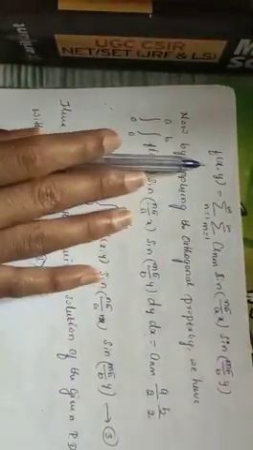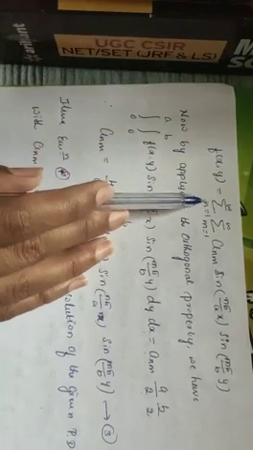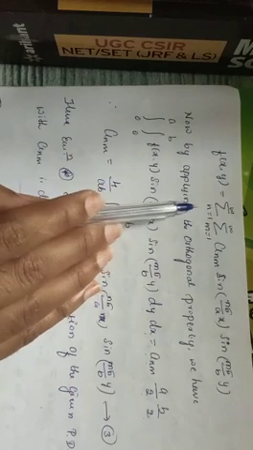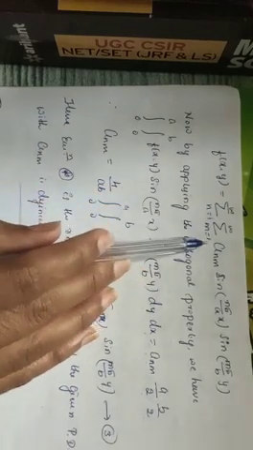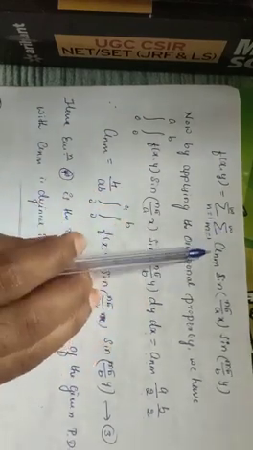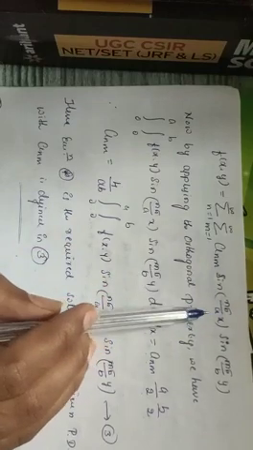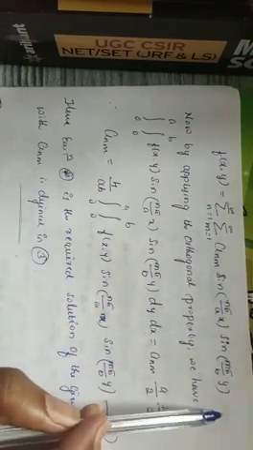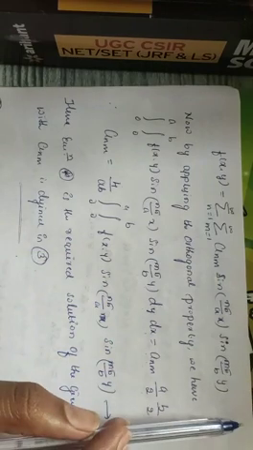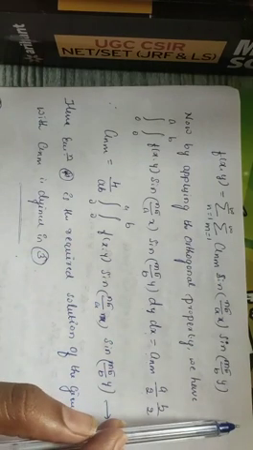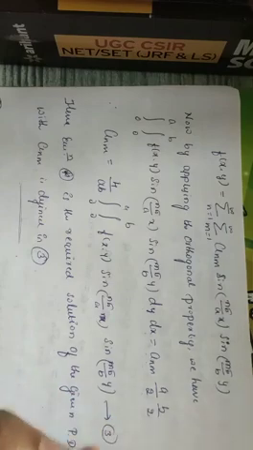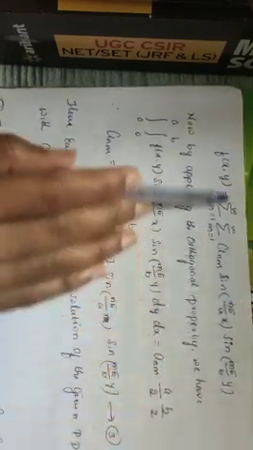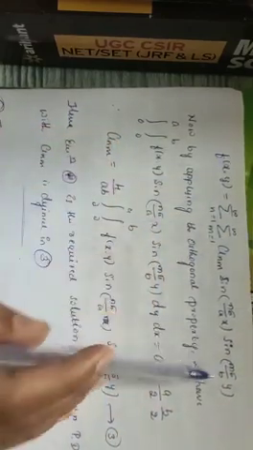So the solution becomes f of x, y equals summation n equals 1 to infinity and summation m equals 1 to infinity a n m into sine of n pi over a into x and sine of m pi over b into y. The exponential function, when t is 0, the exponential value becomes 1. So here I have not written it. Okay, now apply the orthogonal property to this solution.